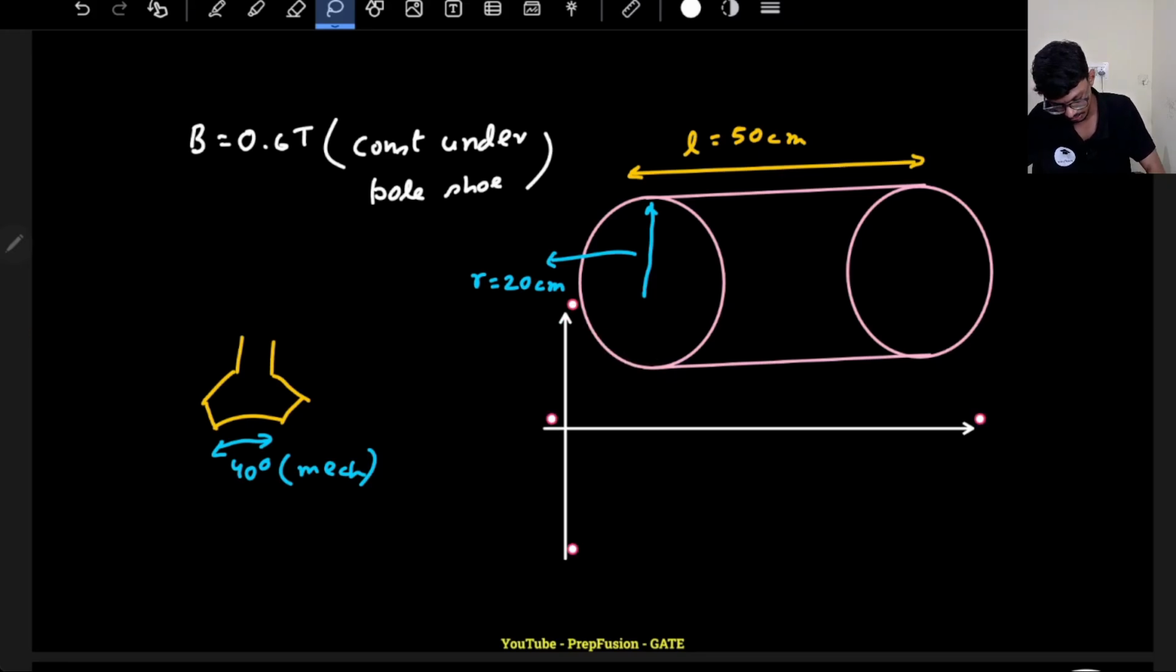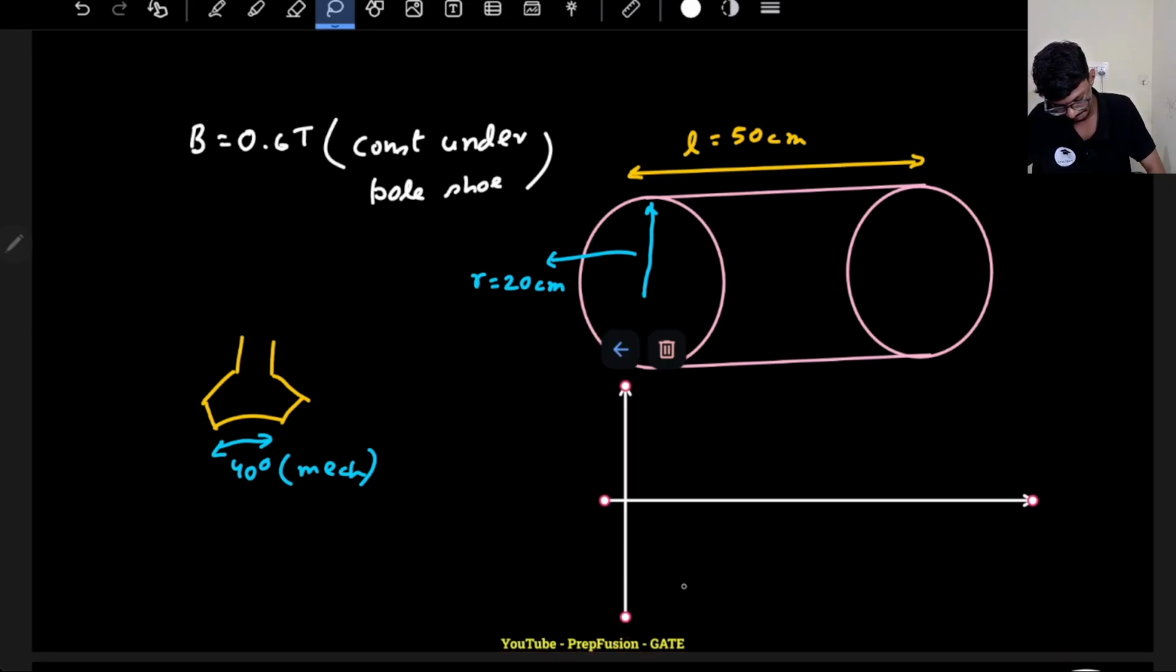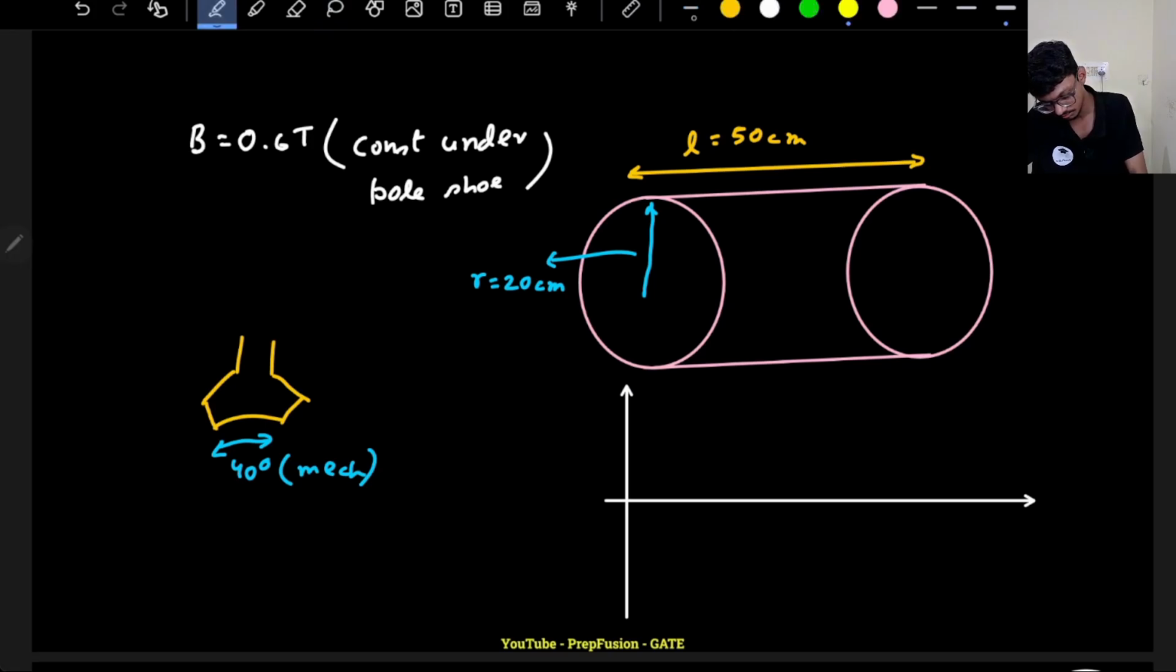It is not sinusoidal. So it is constant under the pole shoe, right? So for a certain region it is constant, then again the pole shoe is going away, the north pole is going away, then again we are in the south pole, right? So it is just like this.